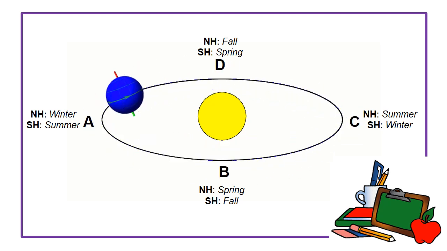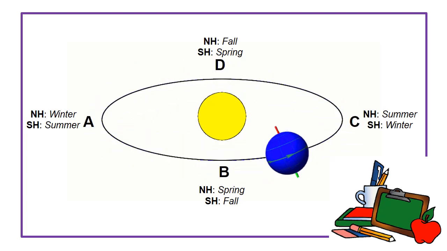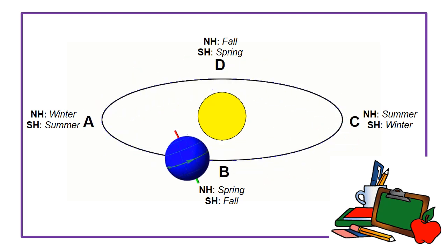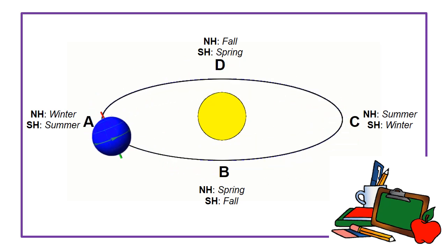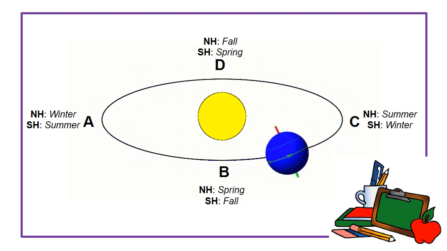Now if you notice, you just have to remember the arrangement of the seasons in order, and these seasons change every 3 months. So if you start with winter, because it is tilted away from the sun, then after 3 months it will be spring, after 3 months it will be summer, and after 3 months it will be fall.